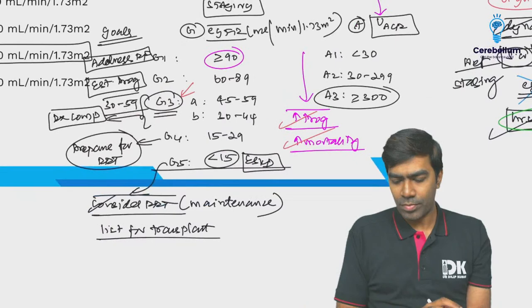In fact, this is a very common thing that we see in practice. So this can occur after ATN resolution. For example, a patient develops an acute tubular necrosis, and after that also patients can develop hypernatremia. That's very common. Let me tell you a case example.